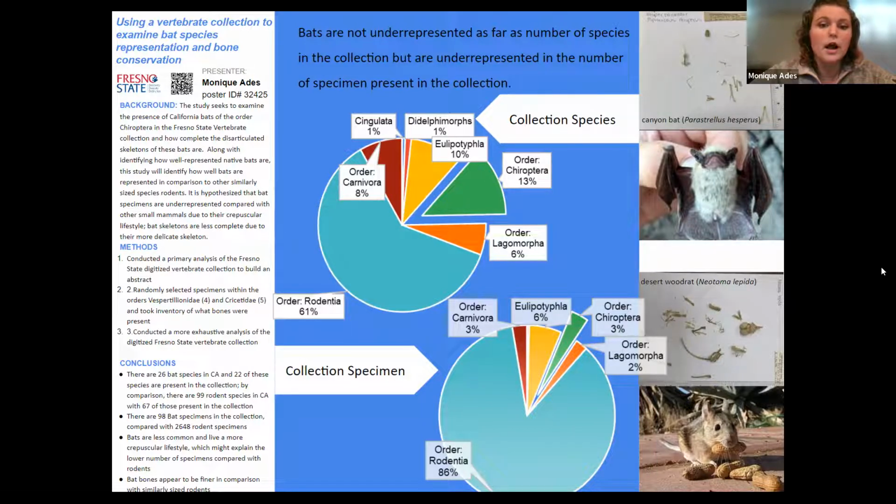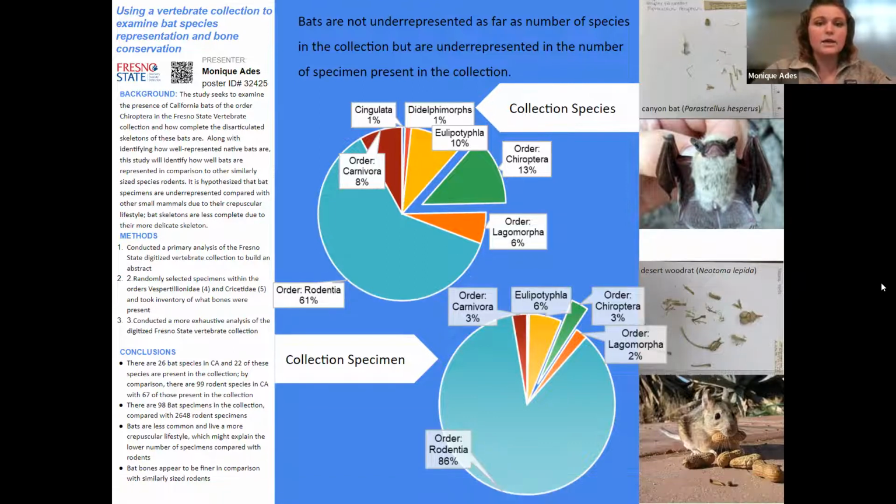The second part that I did not quite get to finish was how complete the disarticulated skeletons of the bats were. My main hypothesis was that the bat specimens are underrepresented due to their crepuscular lifestyle, and I compared them with similarly sized rodents that did not have that same lifestyle in order to measure how underrepresented they are. The second hypothesis was that bat skeletons are less complete due to their more delicate skeleton. Unfortunately, I did not get to collect the data to make any claims on that. However, I did have some preliminary data that I will touch on, on the right side.